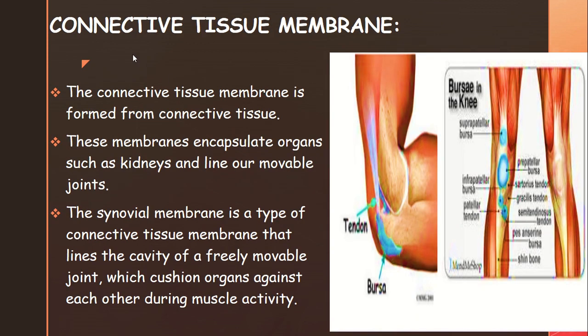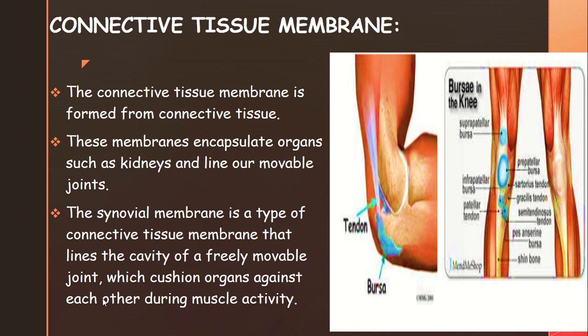So the last one is the connective tissue membrane. As the name says, it is formed from connective tissue. These membranes encapsulate organs such as the kidneys and line a movable joint. The synovial membrane is a type of connective tissue membrane that lines the cavity of a freely movable joint, which cushions organs against each other during muscle activity.